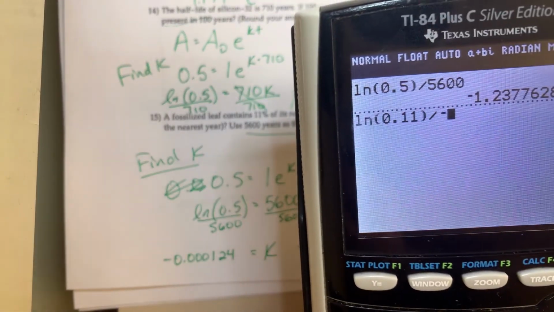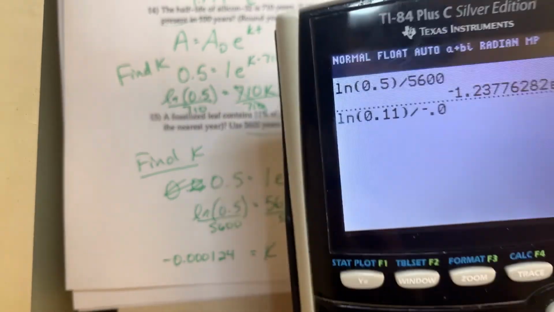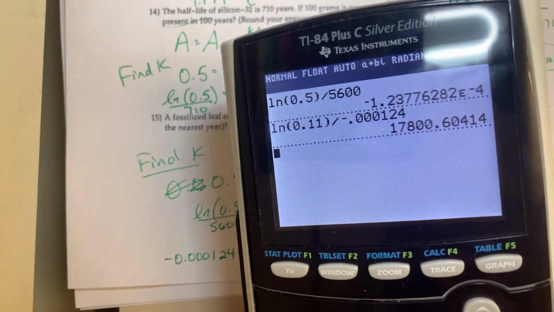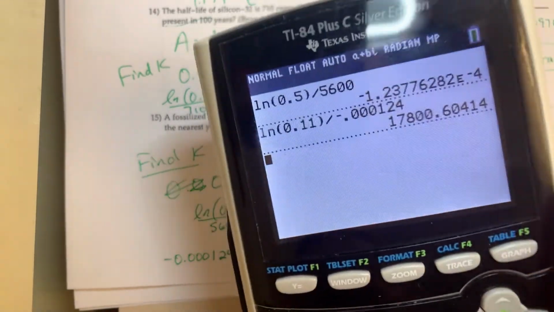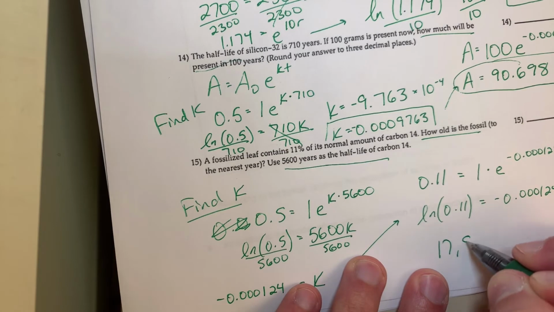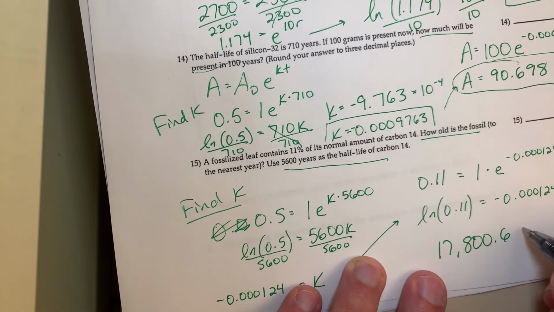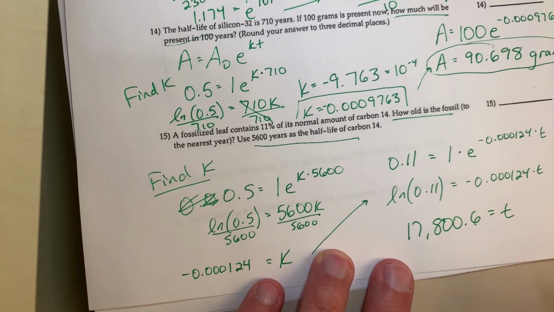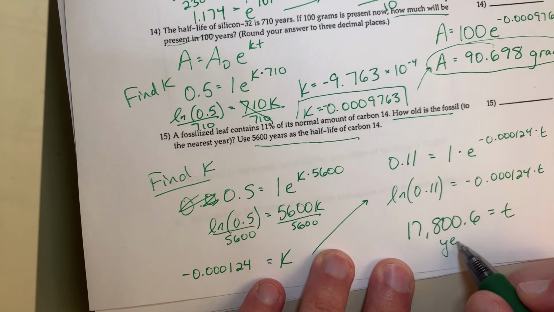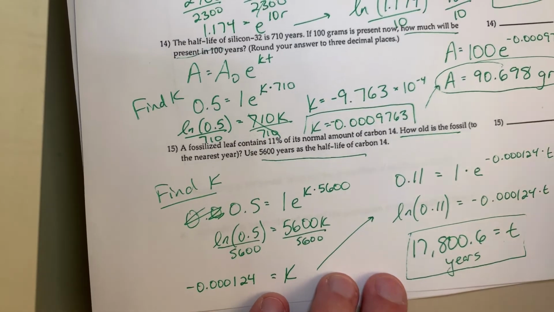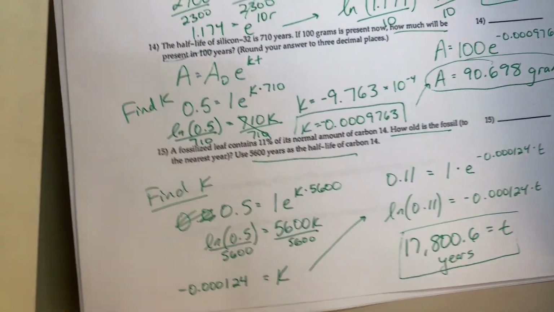0.11 divided by negative 0.000124. And I get 17,800.6. 17,800.6 equals t. And so again, what is that? That's the number of years. That's how old this fossilized leaf is. 17,000 years old. Very good.